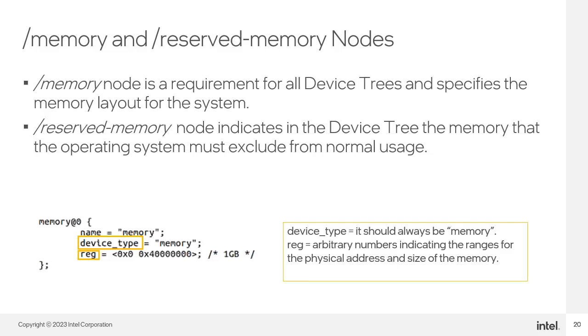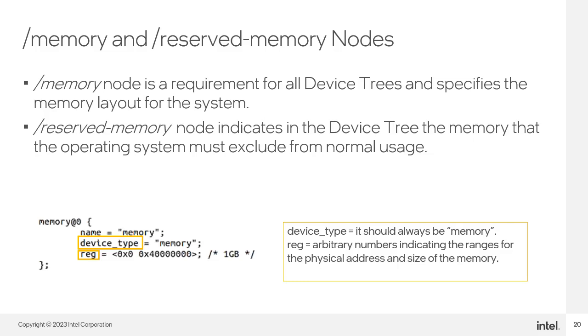The /memory and /reserved-memory nodes indicate and specify the memory layout of the system. In particular, the /memory node is a requirement for all device trees. Multiple nodes may be created for each memory range. The reserved-memory node indicates in the device tree the memory that the operating system must exclude from normal usage. These are normally used by some special device drivers.